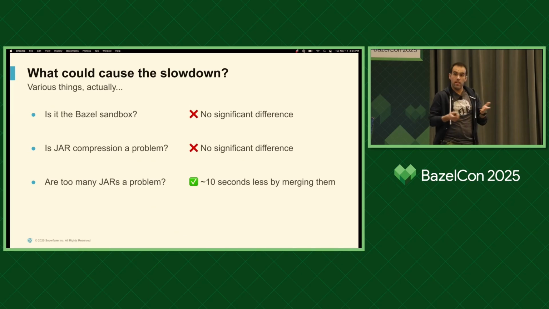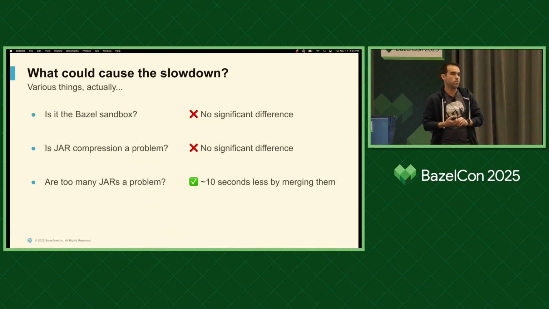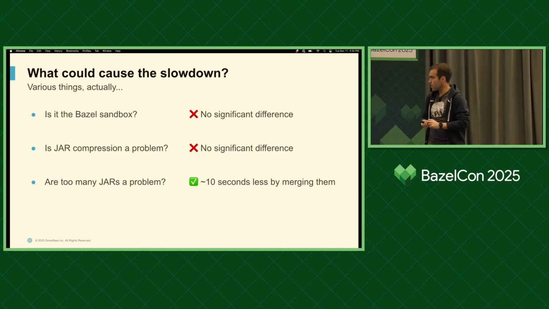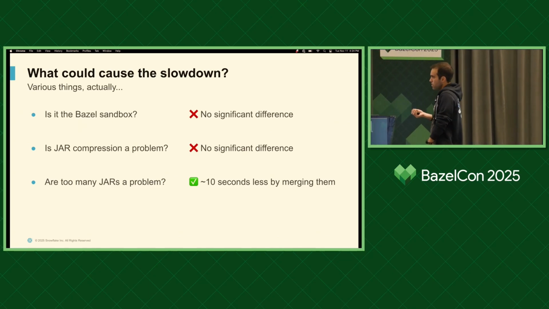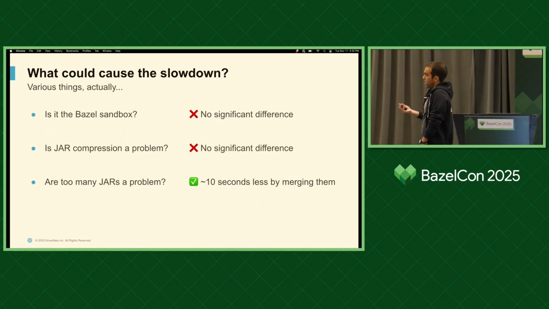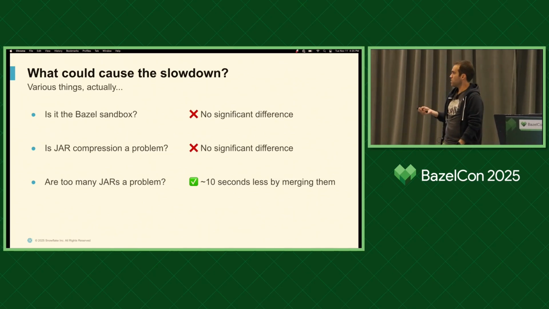Obviously, the easiest thing to try was, is it the Bazel sandbox? Can we prove if it's a sandbox or not? Because that would be an easy thing to fix. But I did some measurements and there was no real difference between running the test with the sandbox or without the sandbox. The next question was, is the compression of the jar files a problem?